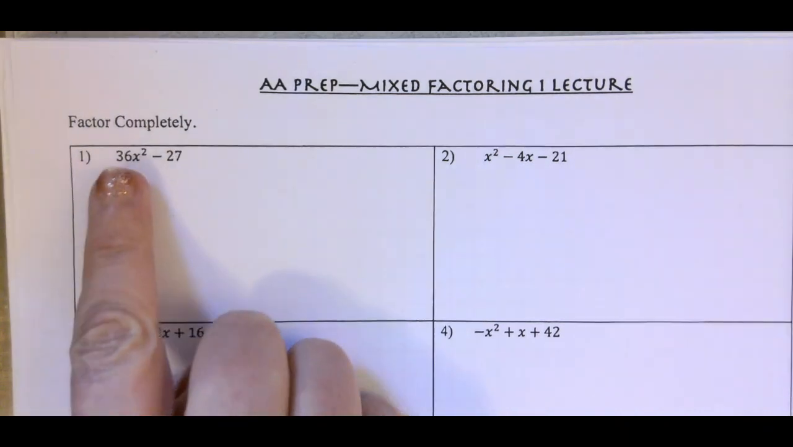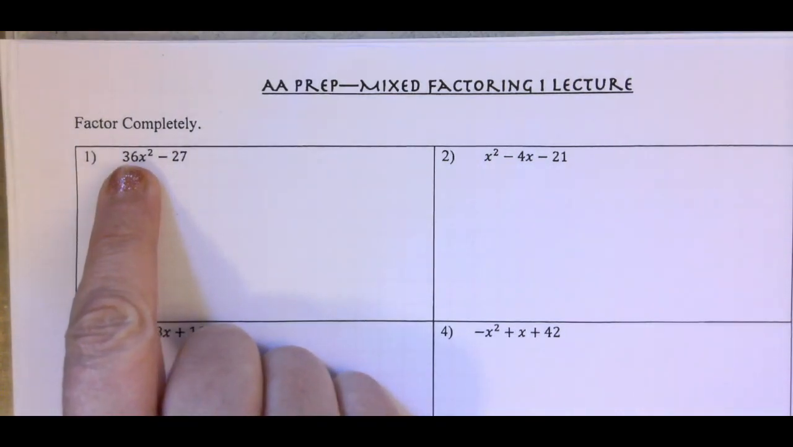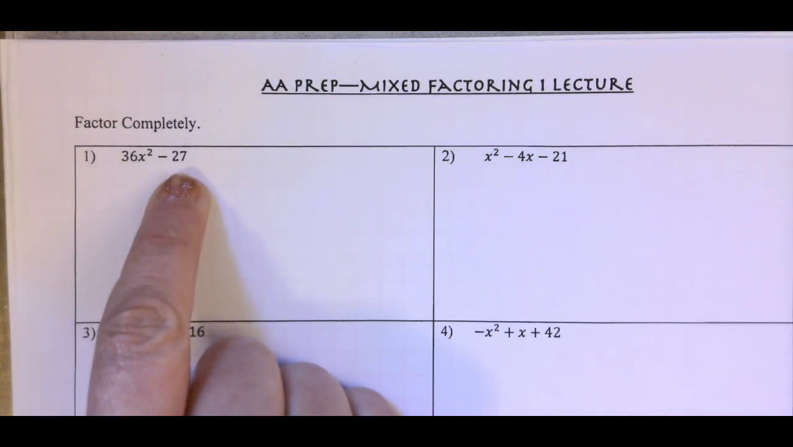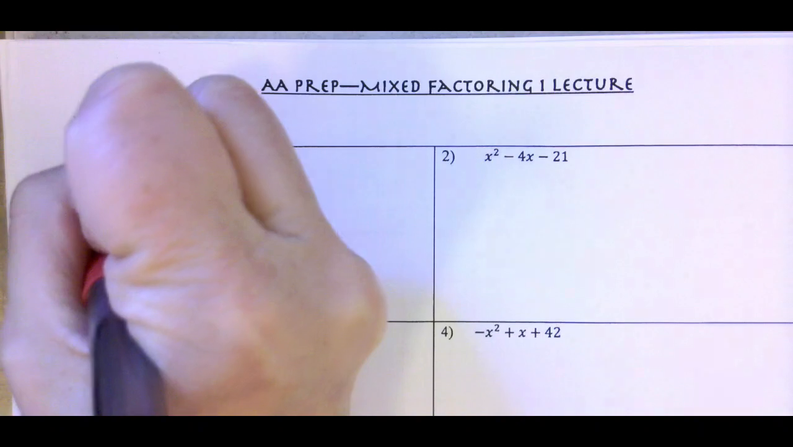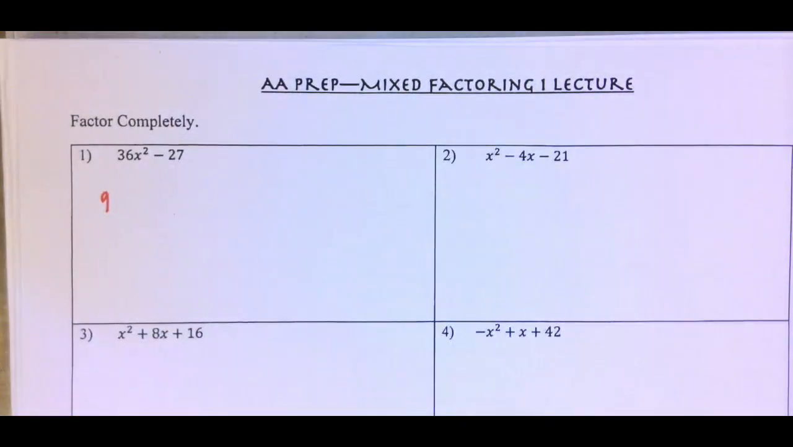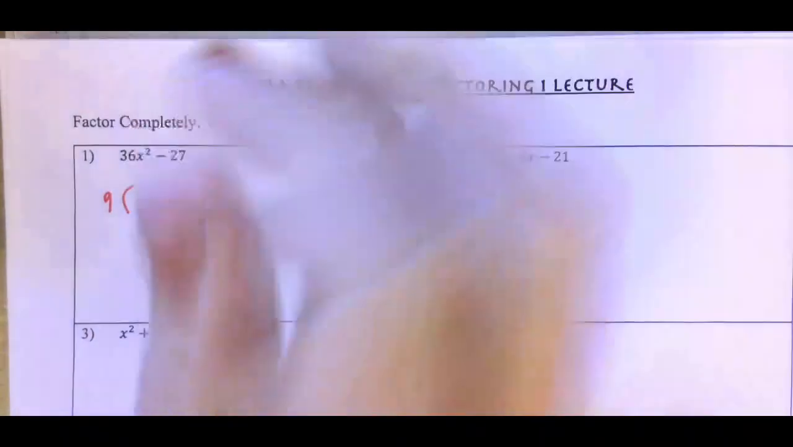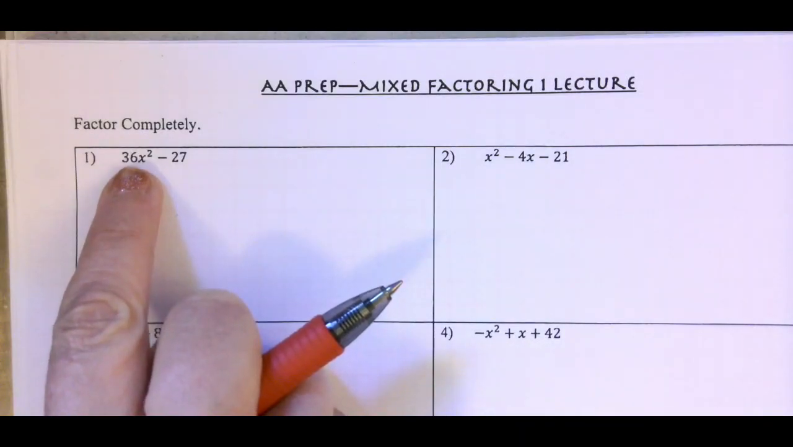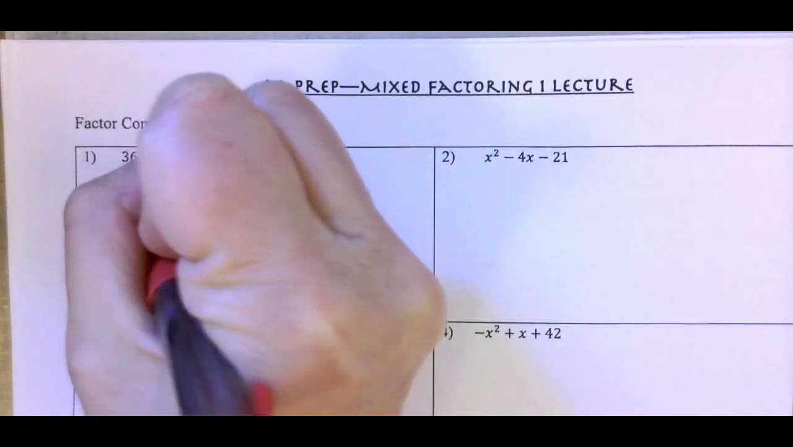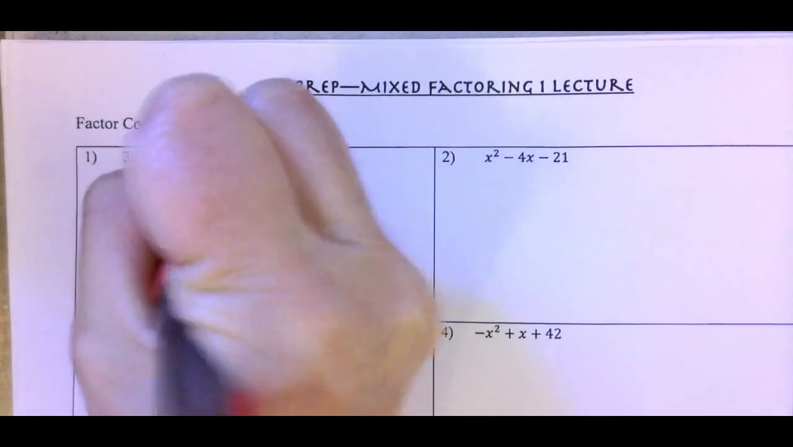So if I look at this first problem and I look at that first term, that 36x to the second power, and then minus 27, I'm thinking of the biggest number that they share in common. And they're both divisible by 9, but that's really it. So I'm going to divide out a 9. And then I'm thinking, well, what's 36x to the second power divided by 9? Well, that would be 4, and then x to the second power.